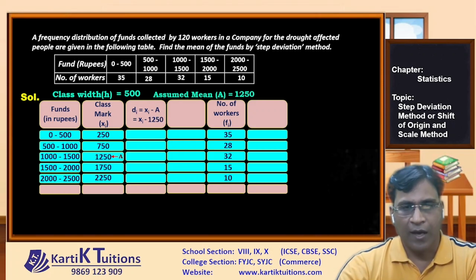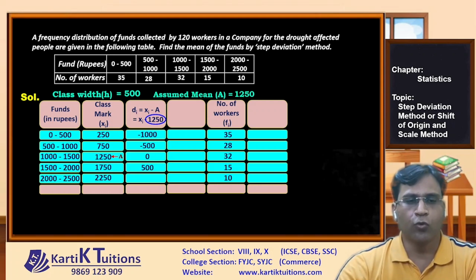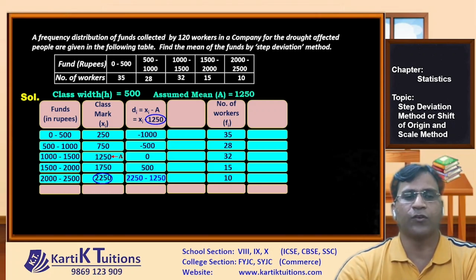So now after this, let's find the di values. Now 250 minus 1250 will give us minus 1000. Then 750 minus 1250 gives us minus 500. Now 1250 minus 1250 gives us 0. 1750 minus 1250 gives us what? 500. And 2250 minus 1250 gives us 1000. Am I clear till here?